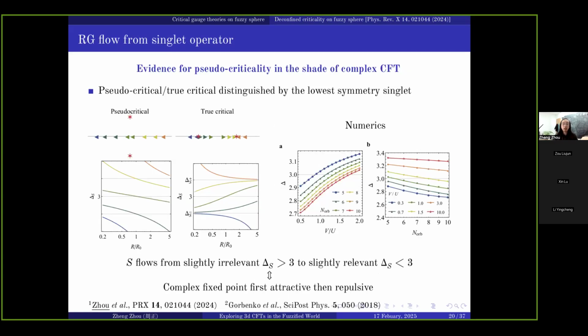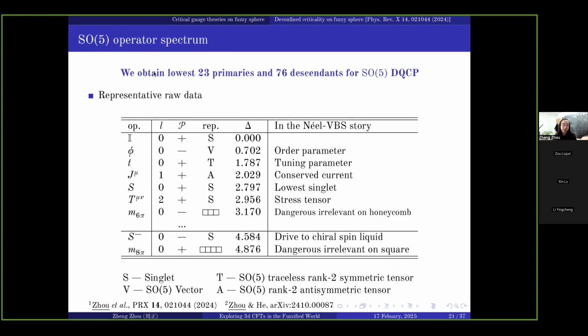So besides this singlet, we can obtain a lot of primaries and their descendants, and many of them play a very important role in the original Néel to VBS story. For example, there is the tuning parameter, or the order parameter, or the dangerously irrelevant operators on the Honeycomb or square lattice. So it's not only for the SP2 or SO5 theory.